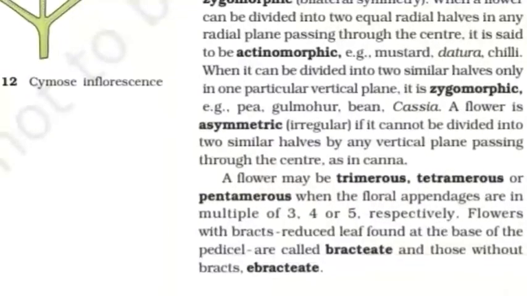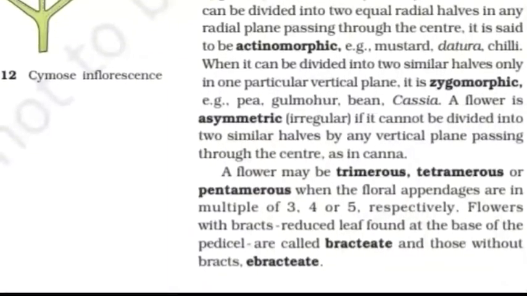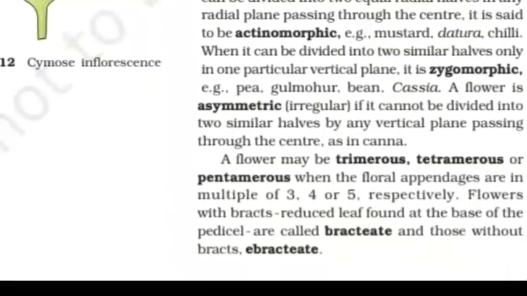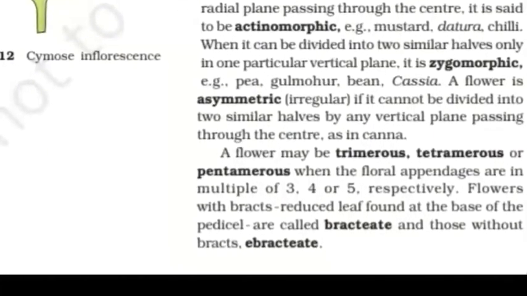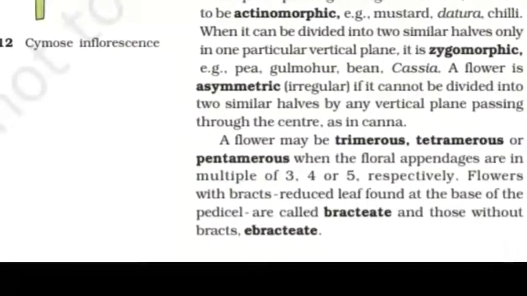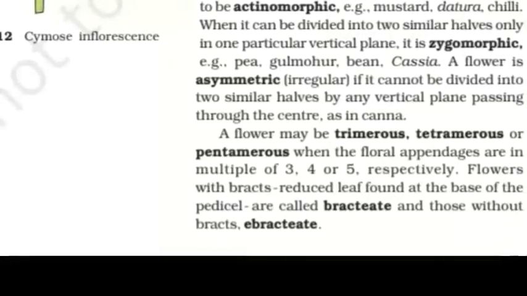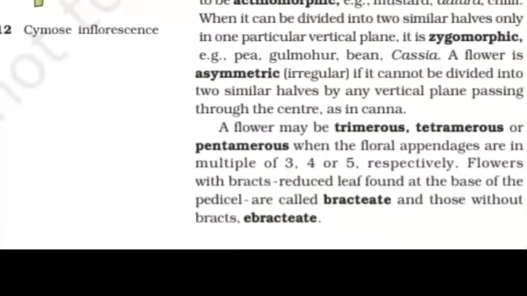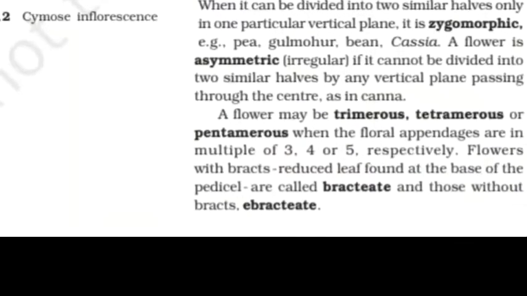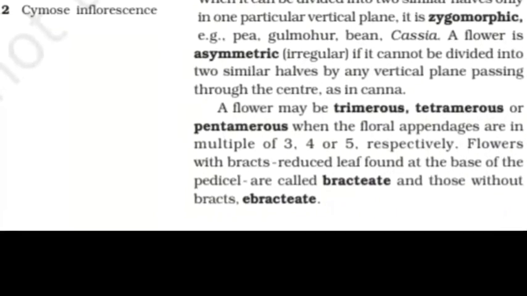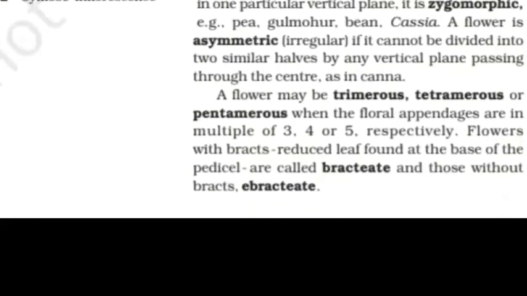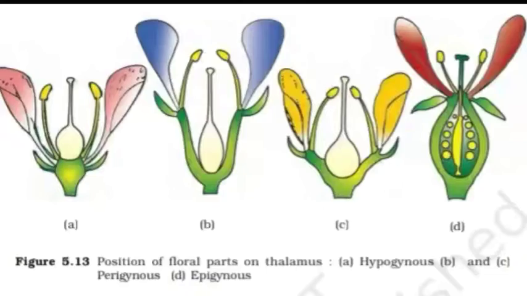A flower may be trimerous, tetramerous, or pentamerous when the floral appendages are in multiples of 3, 4, or 5 respectively. Flowers with a reduced leaf found at the base of the pedicel are called bracteate, and those without are ebracteate.